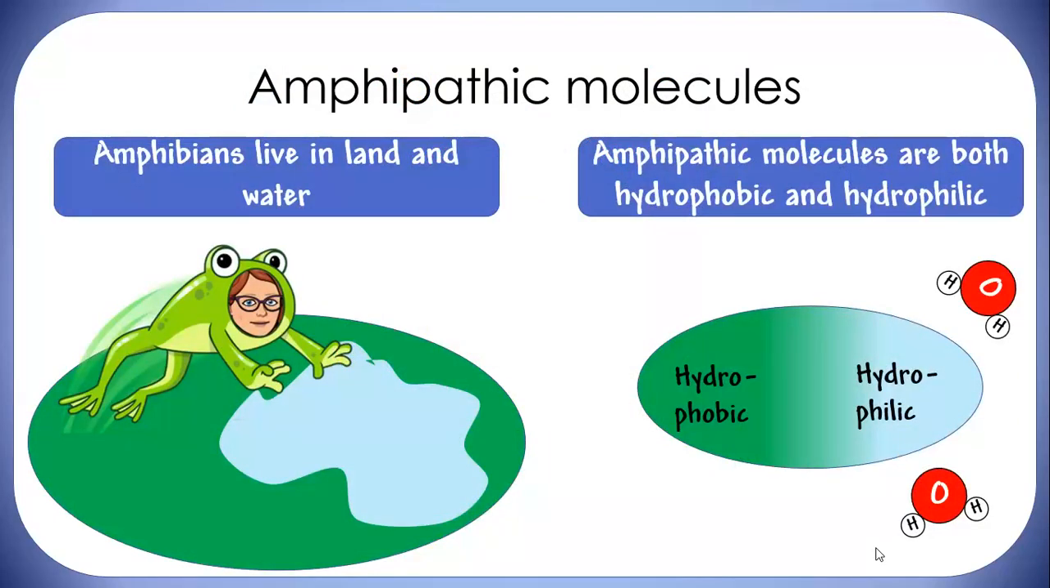Large molecules may have some regions that are hydrophobic and some regions that are hydrophilic. Molecules that have both hydrophobic and hydrophilic regions are called amphipathic. Think of amphibians. They live in both water and air at different parts of their life cycles. The word pathic is from the Greek pathos for experience. So amphipathic molecules have both experiences of being hydrophobic and hydrophilic, depending on which part of the molecule you are looking at.